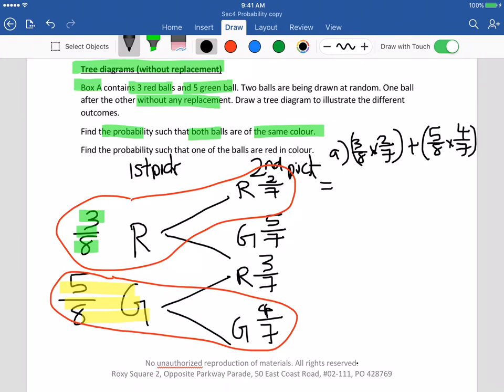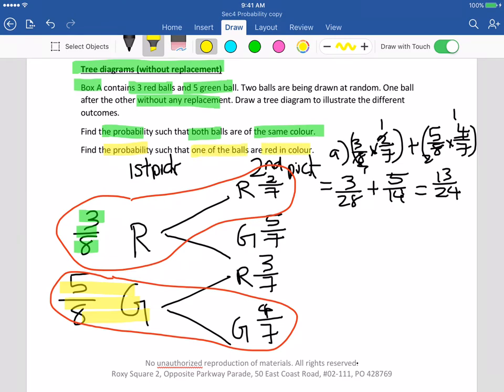Okay? You can cancel 1 and 4, so it'll be 3 over 28, plus cancel 2 and 1, it becomes 5 over 14. Just use a calculator to compute, it will be 13 over 28. That's the answer. Okay, the next one, find the probability that one of the balls is red in color.